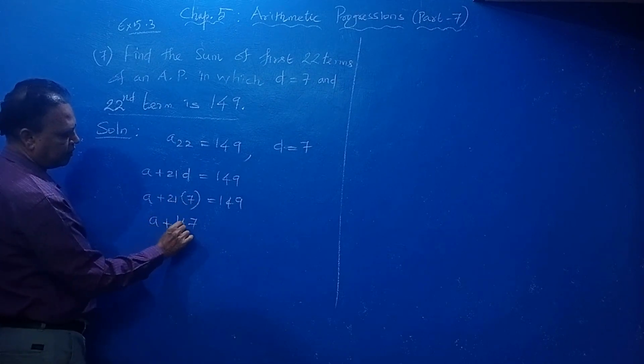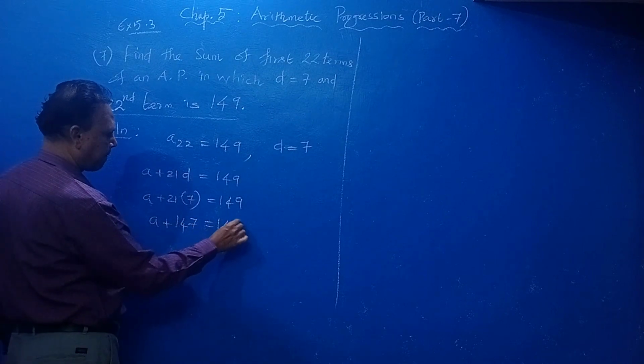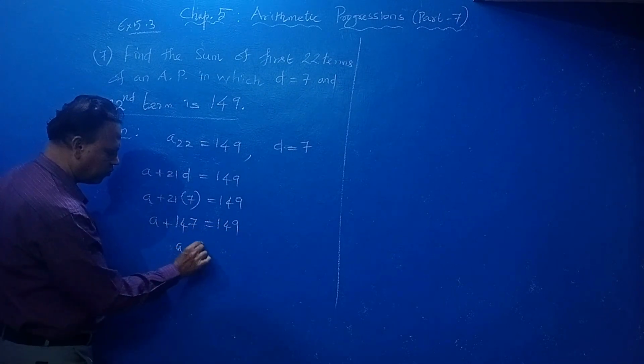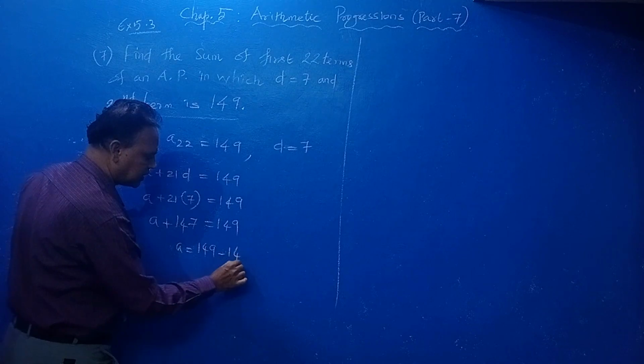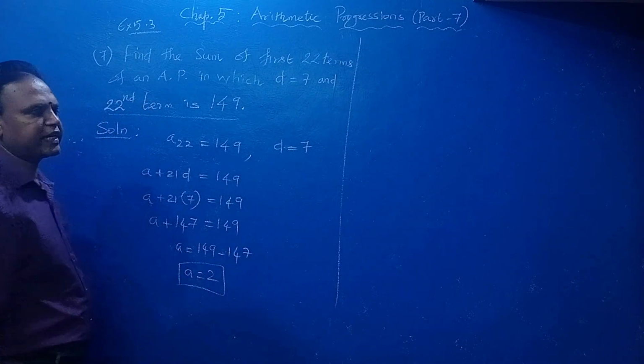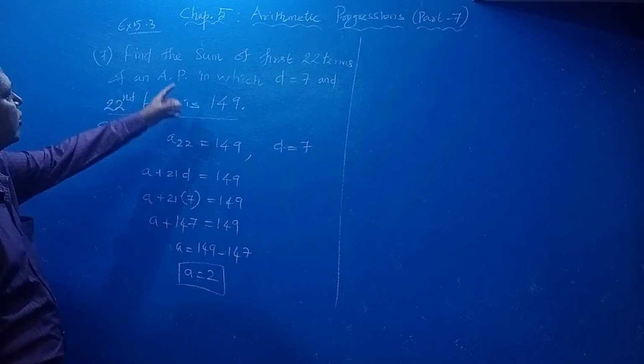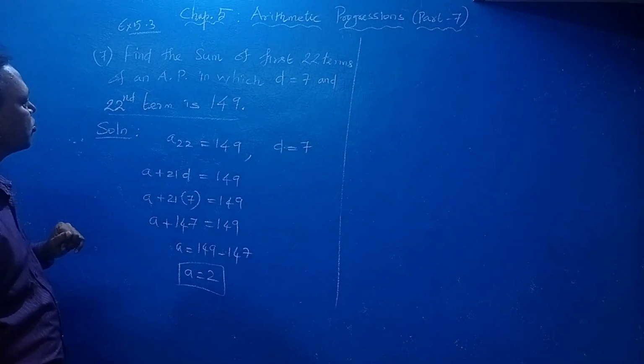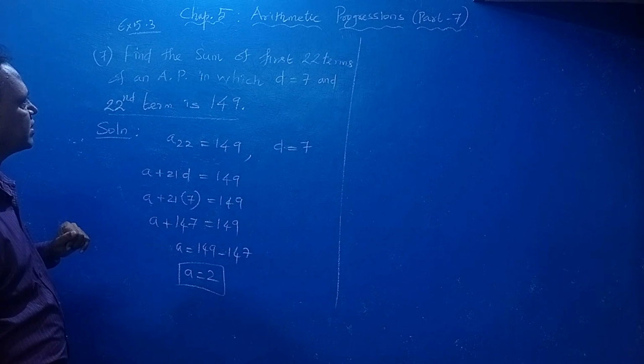Seven 14 147. So A equal to 149 minus 147. How much? A equal to 2. So easily we can get A. Now you have to find out the sum of first 22 terms.